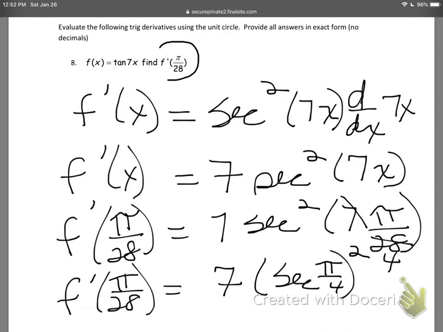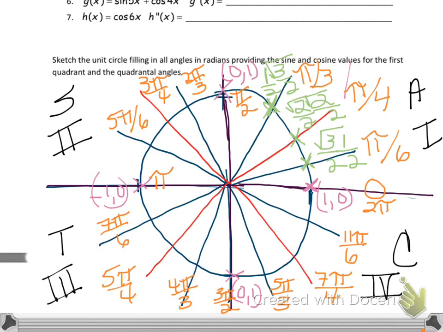Notice that the 7 is not inside the square. Okay, so let's think about this. The secant of pi over 4, what is that going to be? So let's go back for a second and look at our unit circle. Okay, pi over 4, I have cosine and sine. So I see root 2 over 2 is cosine. And if I want secant, then don't I want to just flip that? So it's 2 over root 2.